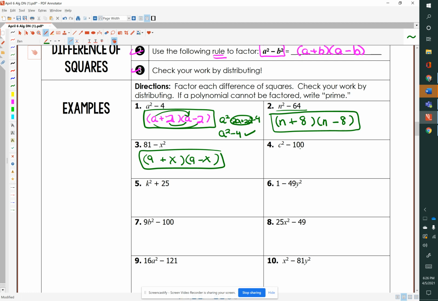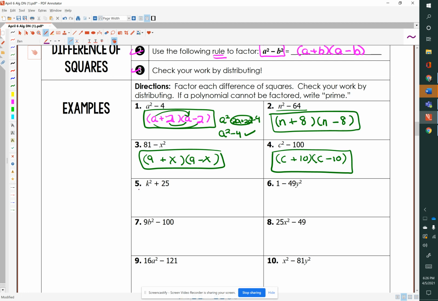Number 4, c squared minus 100. The square root of c squared is c. We put our plus or minus. And the square root of 100 is 10. And if you were to FOIL this, you would end up back with c squared minus 100. So try a few of these on your own. Let's see how you do.